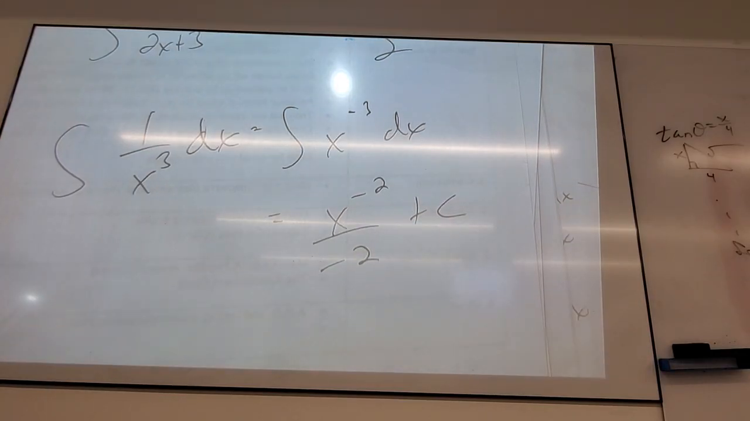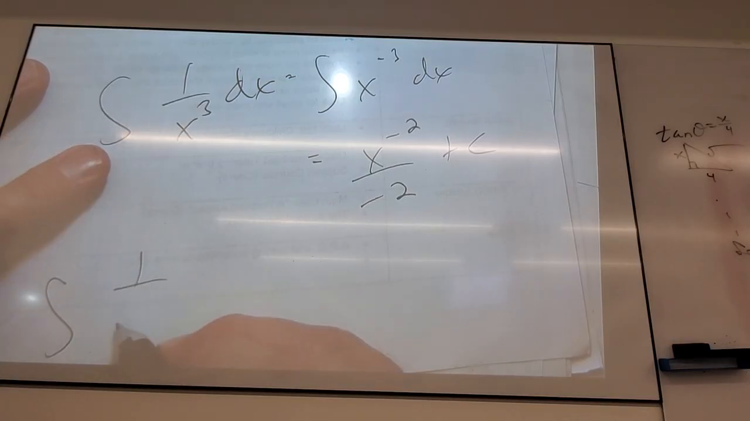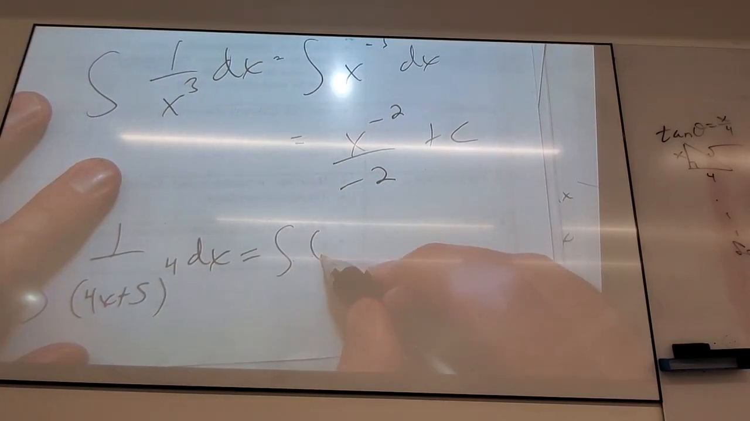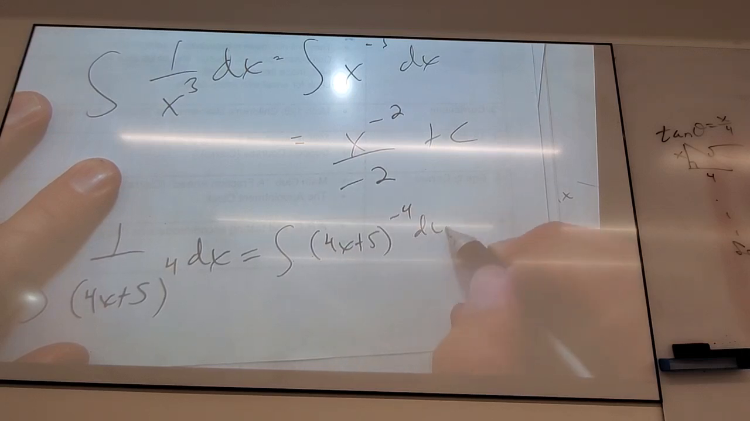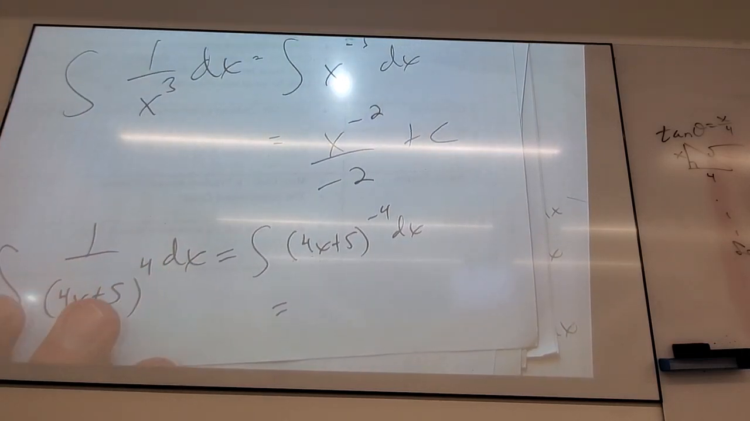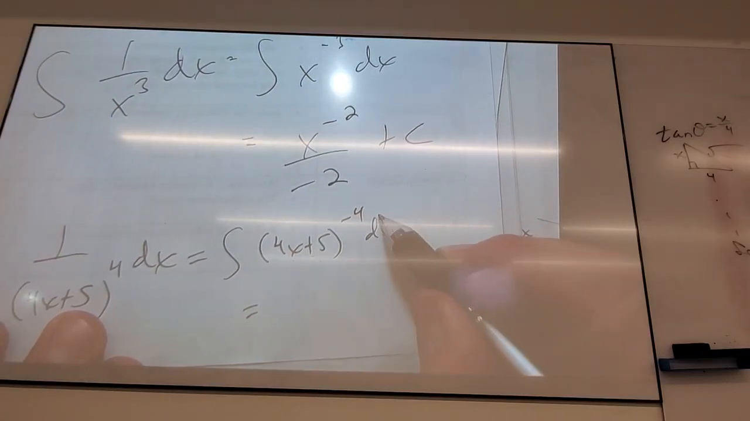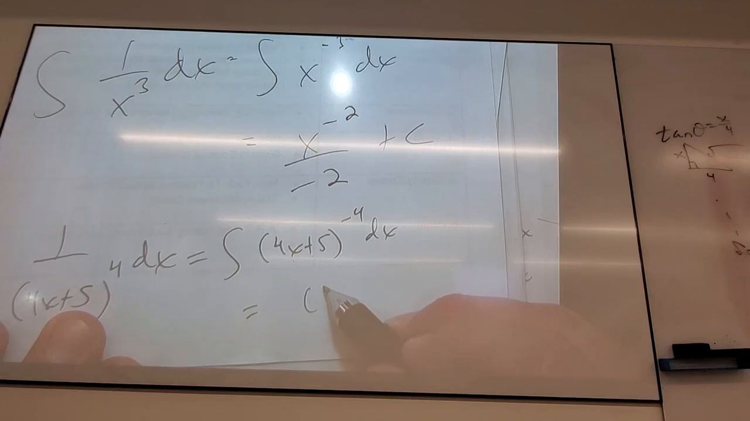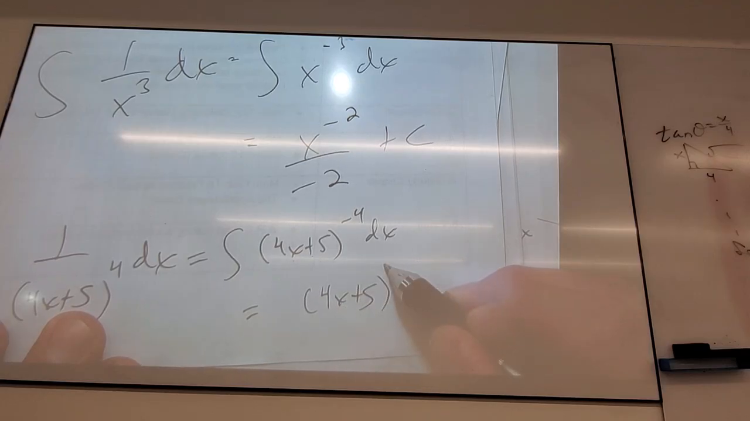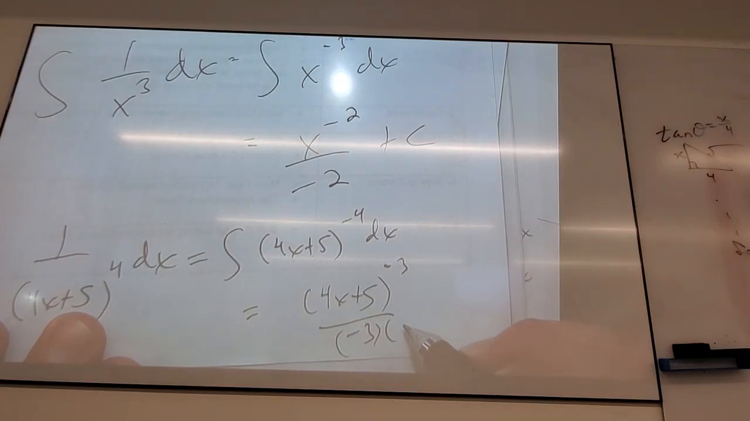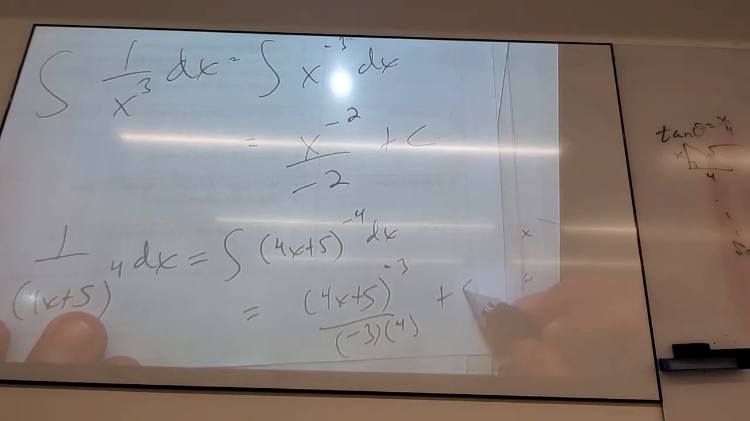Okay. So how about this? What is the integral of 1 over 4x plus 5 to the 4th power? That would be the integral of 4x plus 5 to the negative 4th power. Is the inside linear? Yeah. Screw u sub. We don't need that. What is something to the negative 4th power? How do I take that? It would be that thing to the negative 3rd. Yes, good. And then divided by the new power. But what else do I have to divide by? 4, because the chain rule would have a 4 come out, yes? Plus c. Okay.